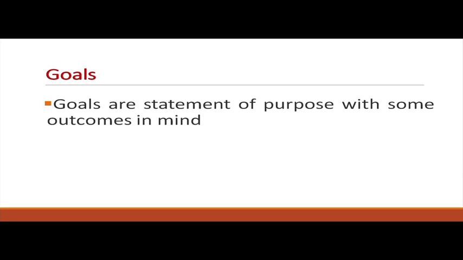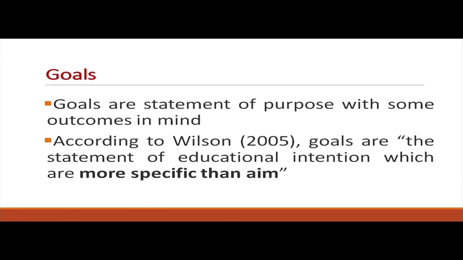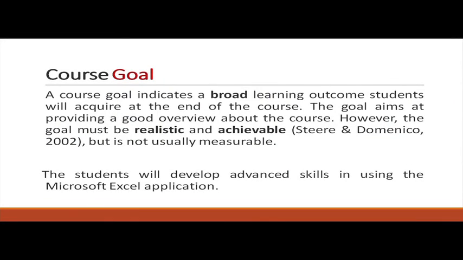Now, goals. What are goals? Goals are nothing but specific aims. Goals are the statement of purpose with some outcomes in mind. According to Wilson, goals are the statements of an educational institution which are more specific than aims, right. Suppose a course goal. A course goal indicates a broad learning outcome that students will acquire at the end of the course. The goal aims at providing a good overview about the course.